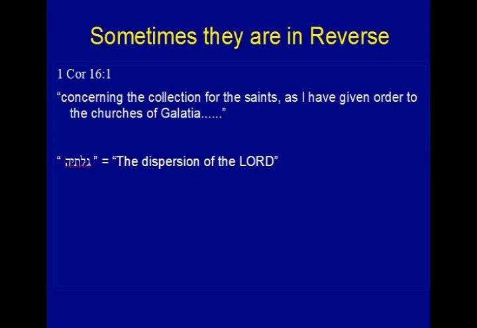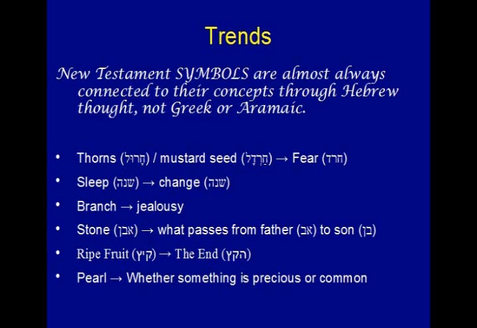One of the things that I hope you can see after this number of examples is that there's a trend. New Testament symbols are almost always connected to the concept through Hebrew thought. Not English, not Greek, not Aramaic. This is not something where an Aramaic New Testament fixes the problem. It's in Hebrew that you want to find this. And I've shown you examples of this here, such as the thorns and the mustard seed with fear, sleep and change, branch of jealousy.